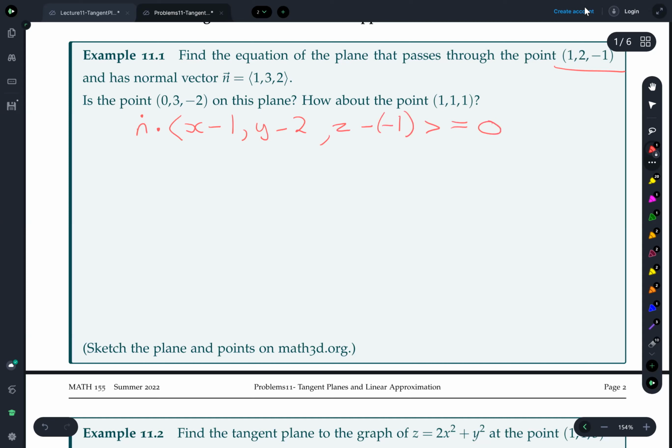So this vector here, you just work out by taking any point in the plane (x, y, z) and subtracting the initial point (1, 2, -1). That would give you the components of any vector in that plane. So n dotted with this is equal to 0. Have a go at working that out, and let's see what you end up with.